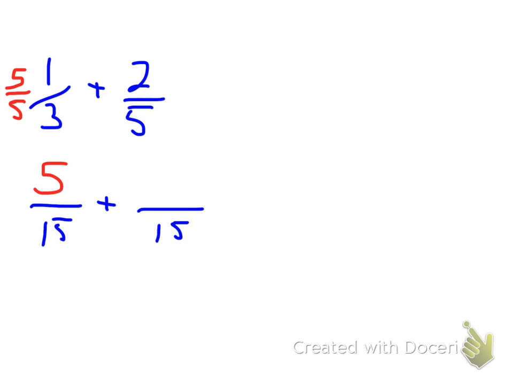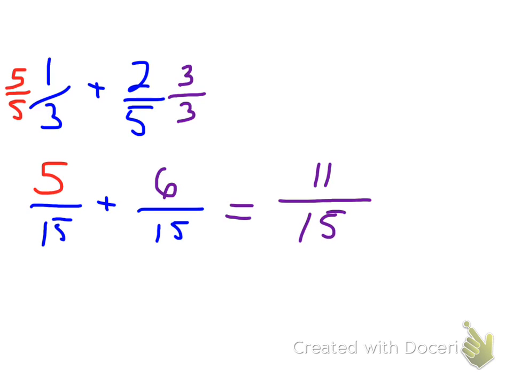Same thing with the other fraction. 5 times what number is 15? That answer is 3. So I multiply by 3/3. 2 times 3 is going to be 6. So I now have my fraction with the same denominator of 15. My common denominator is 15. Adding my numerators now is going to be 11.